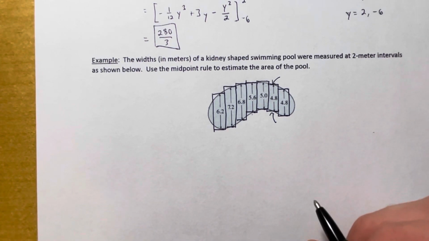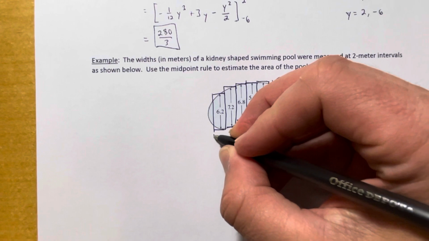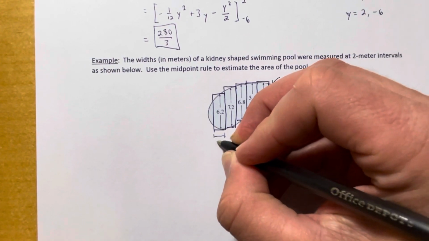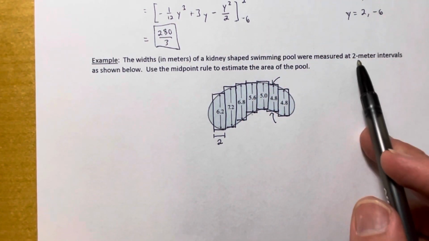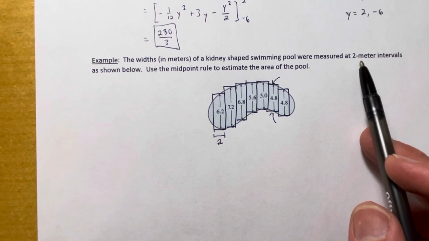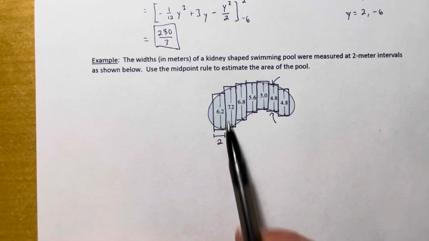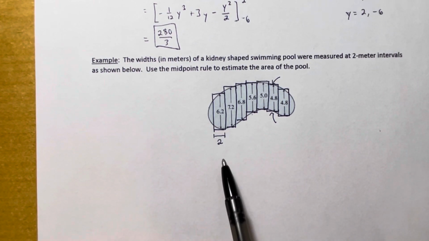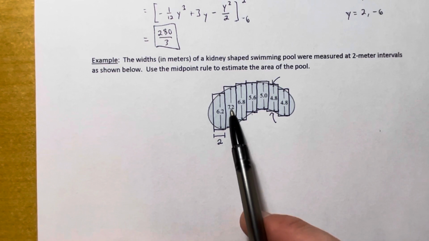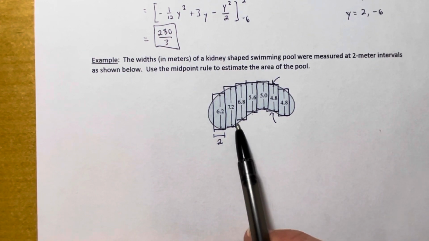But really, to find this, there's not a whole lot of work to do. It's all arithmetic, really. So remember, first of all, that the width of each one of these rectangles is 2 meters, because we're told that here. These are measured in 2-meter intervals. So if I want to find the area of each rectangle, I would take the height, 6.2 for this one, multiply it by 2. And then I'm going to add to that the height of the next one, 7.2 times 2. And then 6.8 times 2.